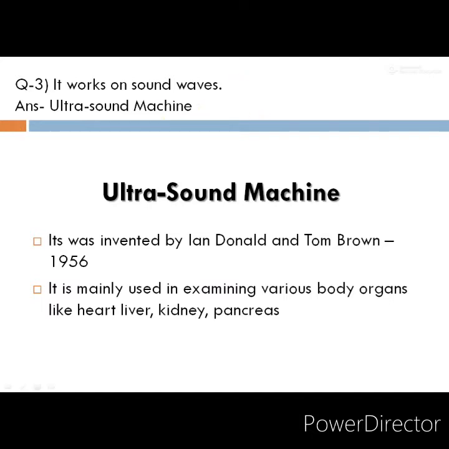This machine is mainly used for examining various body organs like heart, liver, kidney, pancreas. That means the internal organs of our body. If any problem or any damage is inside these internal organs, we can find out or diagnose with the help of this ultrasonic sound or ultrasound machine or sonography. Who invented this machine? It is invented by Ian Donald and Tom Brown in 1956.